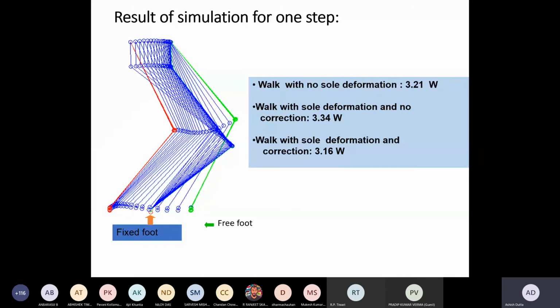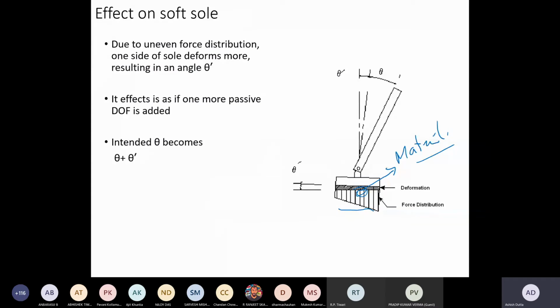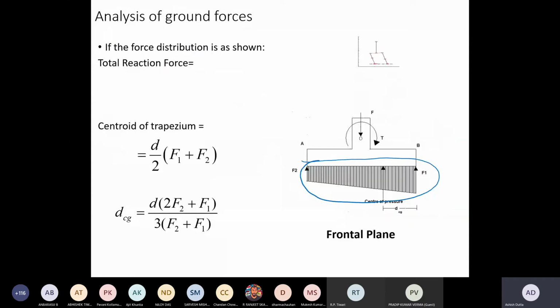Now, does it save energy? Now, we saw that when it is bending on one side, because it is passive, it is saving a little bit of energy, because as shown in the figure here, it is bending on one side.